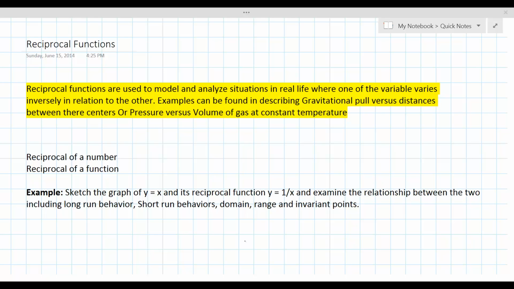In this lesson, we'll learn about reciprocal functions, which are used to model situations in real life where one of the variables varies inversely in relation to the other variable. Let's first define the reciprocal of a number.